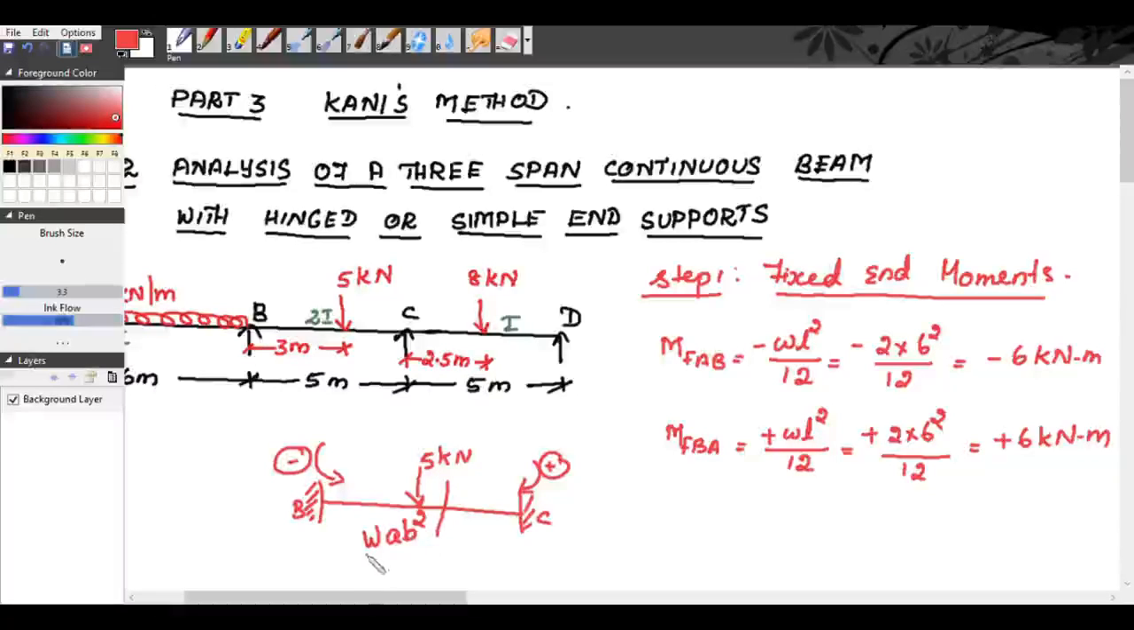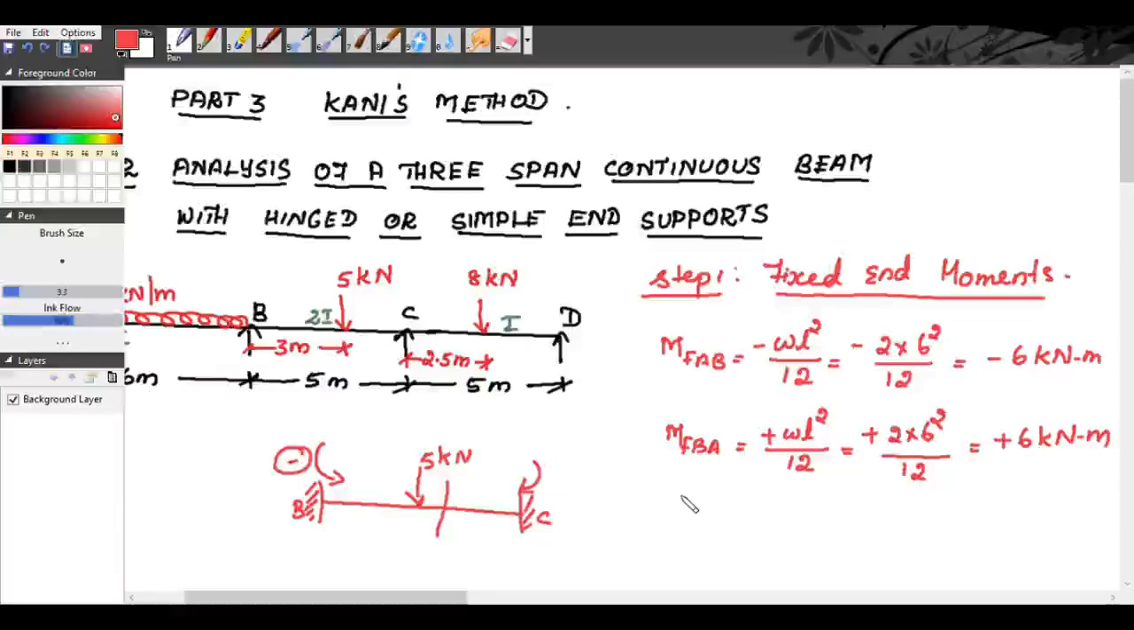AB, so there is 5 kilonewton. When you are taking a section, the left anti-clockwise is negative and the right clockwise is negative. So that is hogging moment. We will use this formula to find M minus, and on the right it will be plus.